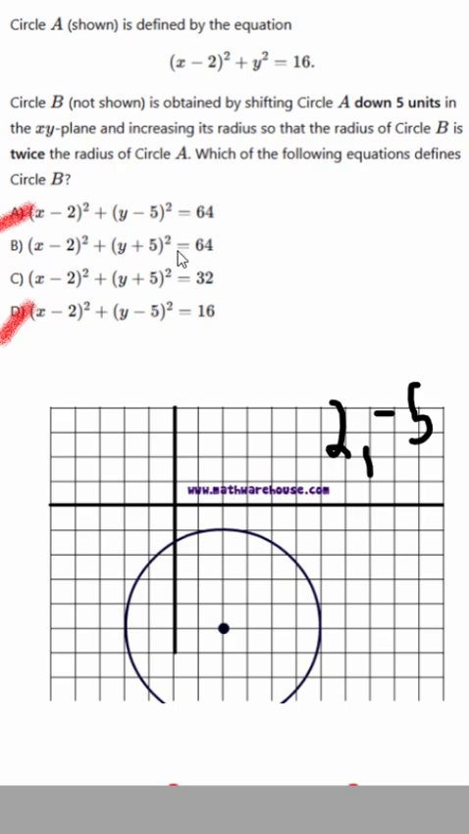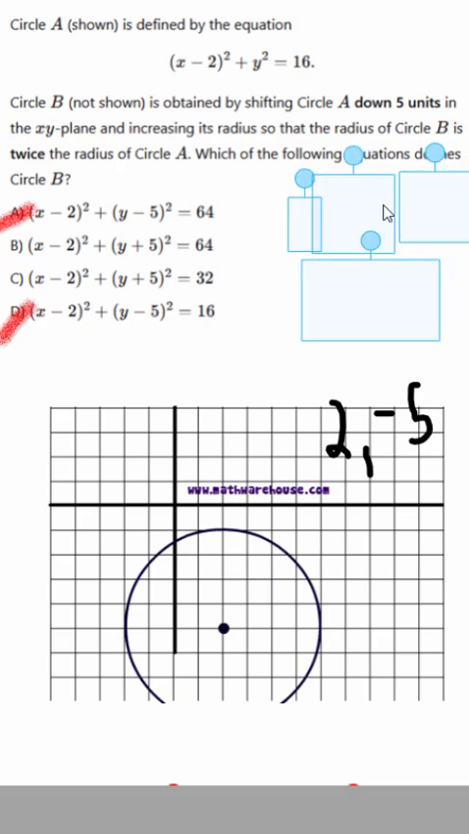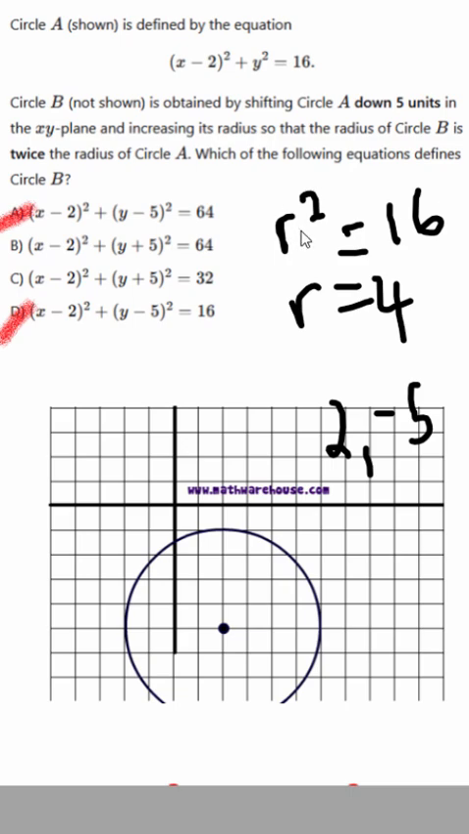Is the right side 64 or 32? Remember, the right side of the equation is the radius squared. So if the radius squared is 16, the radius is going to be 4. You take the square root of both sides. So r² equals 16, and the square root gives r equals 4. The radius of the original circle is 4. And they tell you that you're going to double the radius, so the new radius is going to be 8.